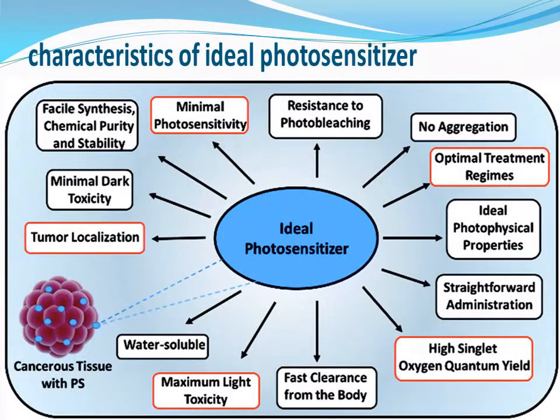Characteristics of the ideal photosensitizer: minimal photosensitivity, resistance to photobleaching, optimal treatment regimes, ideal photophysical properties, high singlet oxygen quantum yield, maximum light toxicity. As we see, cancer tissue with photosensitizer loaded on it.